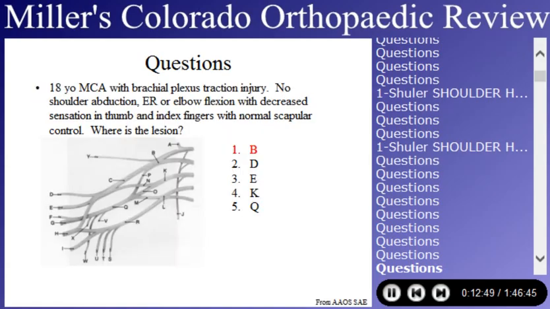18-year-old, motorcycle accident, brachial plexus traction injury, no shoulder abduction, external rotation, or elbow flexion. Remember, what you're trying to determine is whether it's a preganglionic or postganglionic lesion. As you read through the rest of the question, he has normal scapular control. So you know it's a postganglionic lesion. Where is that going to be on the brachial plexus diagram? At Erb's point, which corresponds to B.